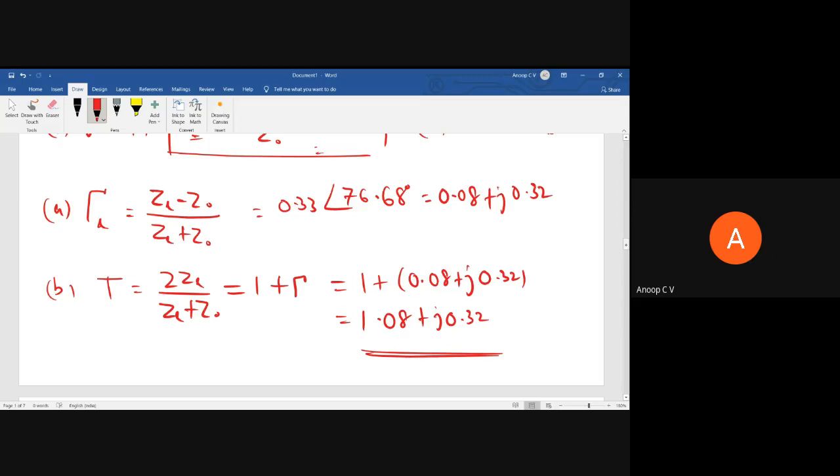So question number B and question number D, you can take it up at a stretch, right? So you will get 2 ZL by ZL plus Z naught. That will be 1.08 plus j 0.32, and you can show that is equal to 1 plus gamma L.